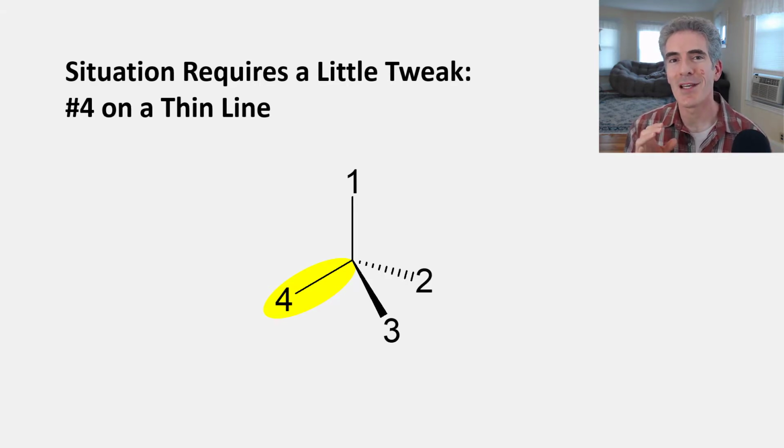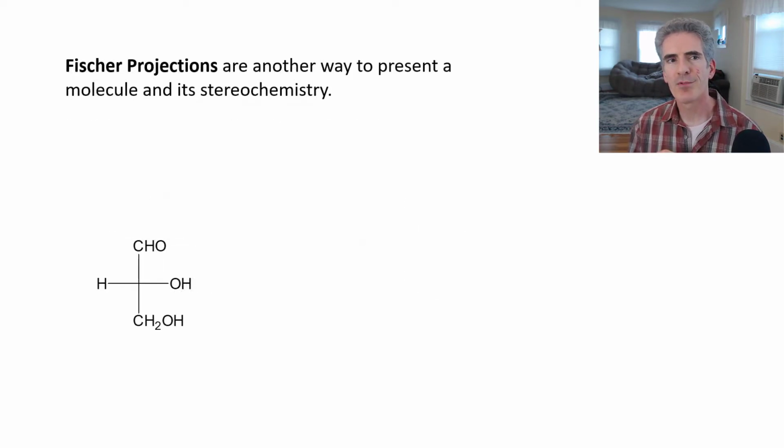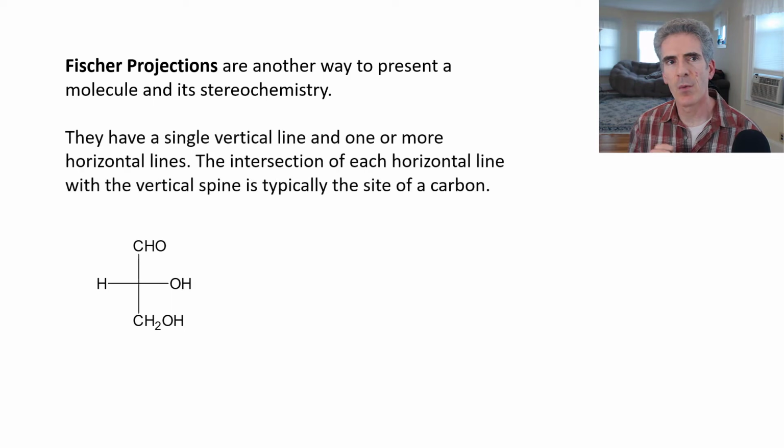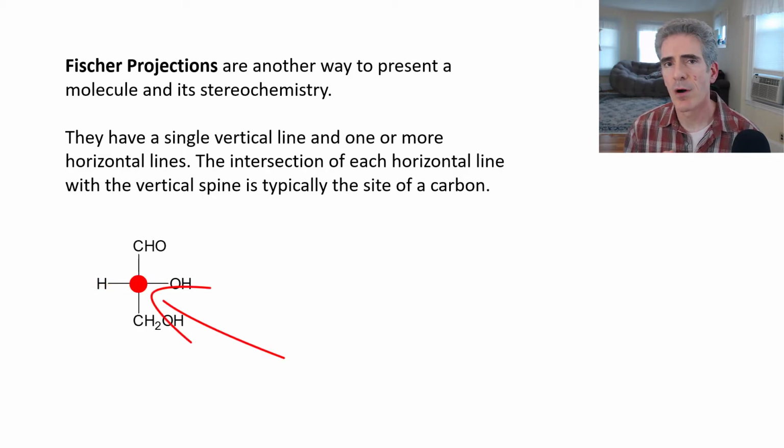I use an idea from the Fisher projection to handle this. And if you've never heard of the Fisher projection, don't worry. I'm going to show you exactly what you need to know right now. A Fisher projection is simply a way to show stereochemistry on a chiral center. The way it works is we have a vertical spine, and then there are one or more horizontal arms that run through that vertical spine. The intersections represent carbons, and as you can see, this is a chiral center. It's got 4 different groups.